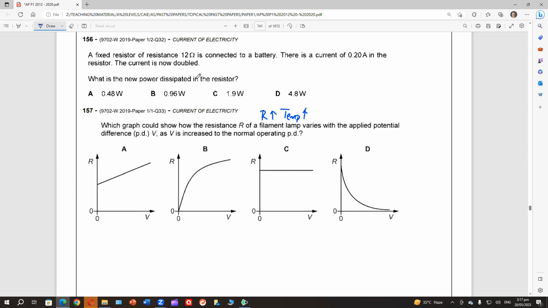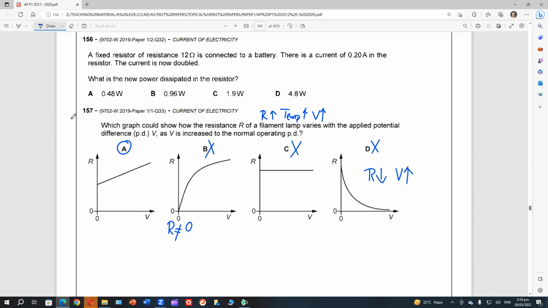The important point is that C is wrong because R is increasing. B is wrong because this graph shows resistance is 0, but resistance can't be 0. D is wrong because D says that resistance is decreasing and voltage is increasing. So even at the start, the resistance cannot be zero.